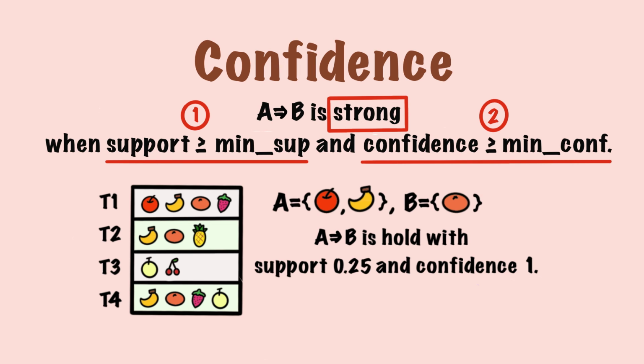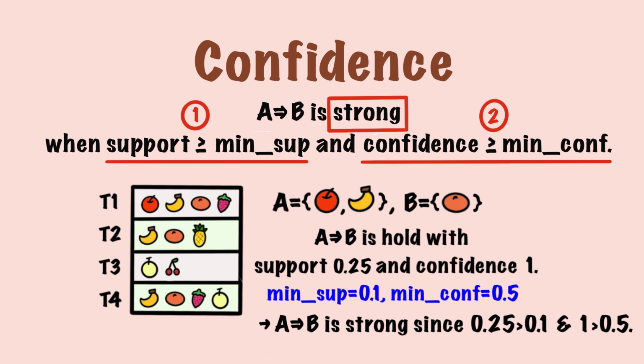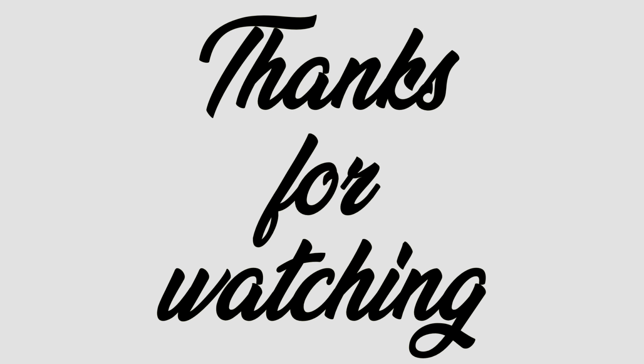From the example before, we know the rule A to B holds with support 0.25 and confidence 1. Say we define the minimum support threshold to be 0.1, and the minimum confidence threshold to be 0.5. Then, the rule A to B is strong, since 0.25 is larger than 0.1, and 1 is larger than 0.5. Both conditions are satisfied. Okay, that's the idea of association rule and confidence.